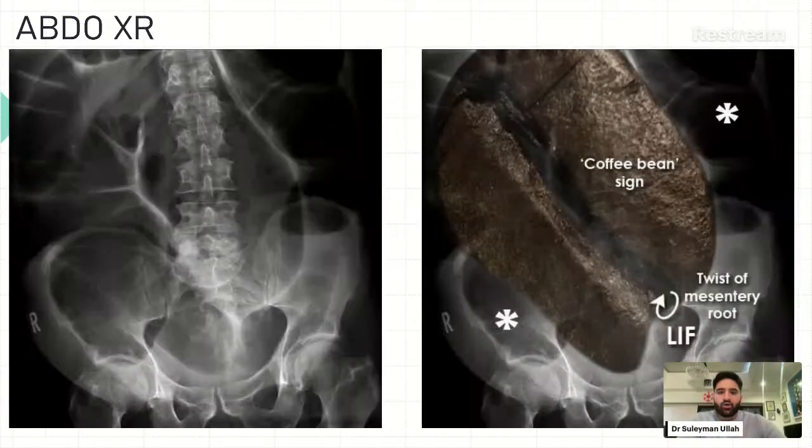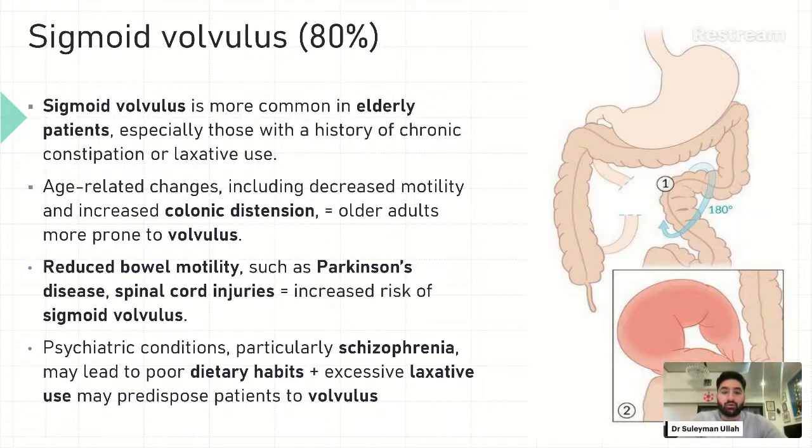And it's the classic coffee bean sign. Okay, so as you can see here, it's a twisting of the sigmoid colon on its mesentery, which can result in obstructive-like symptoms and also pain as well, and can result in long-standing constipation. And it tends to be seen in patients that are on chronic laxatives. So they have chronic constipation and therefore almost overuse of laxatives. So we do commonly see this in older patients.